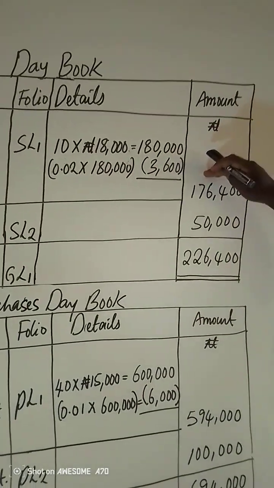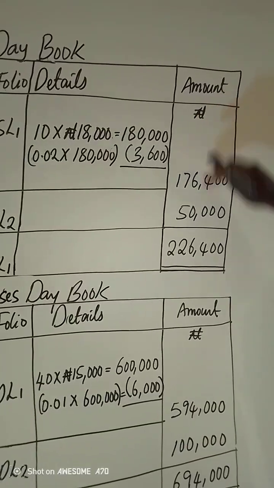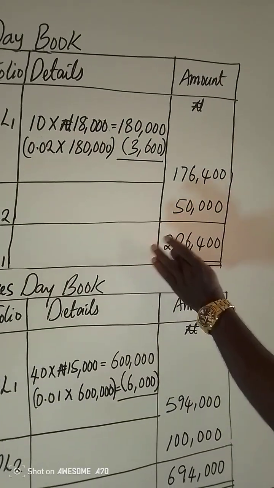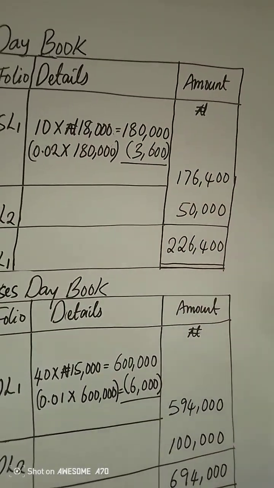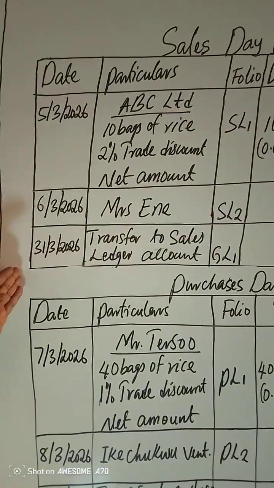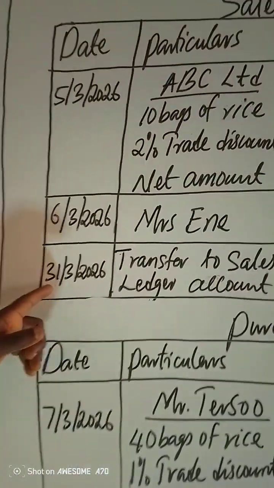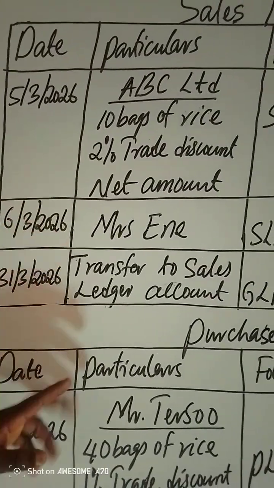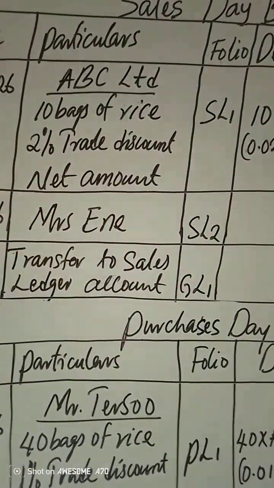When you add this 176,400 with 50,000, we are going to have 226,400. That is the end of that month. Then what do you do? This is how to balance it all. You now say at the end of 31st of March 2026, transfer to sales ledger account.